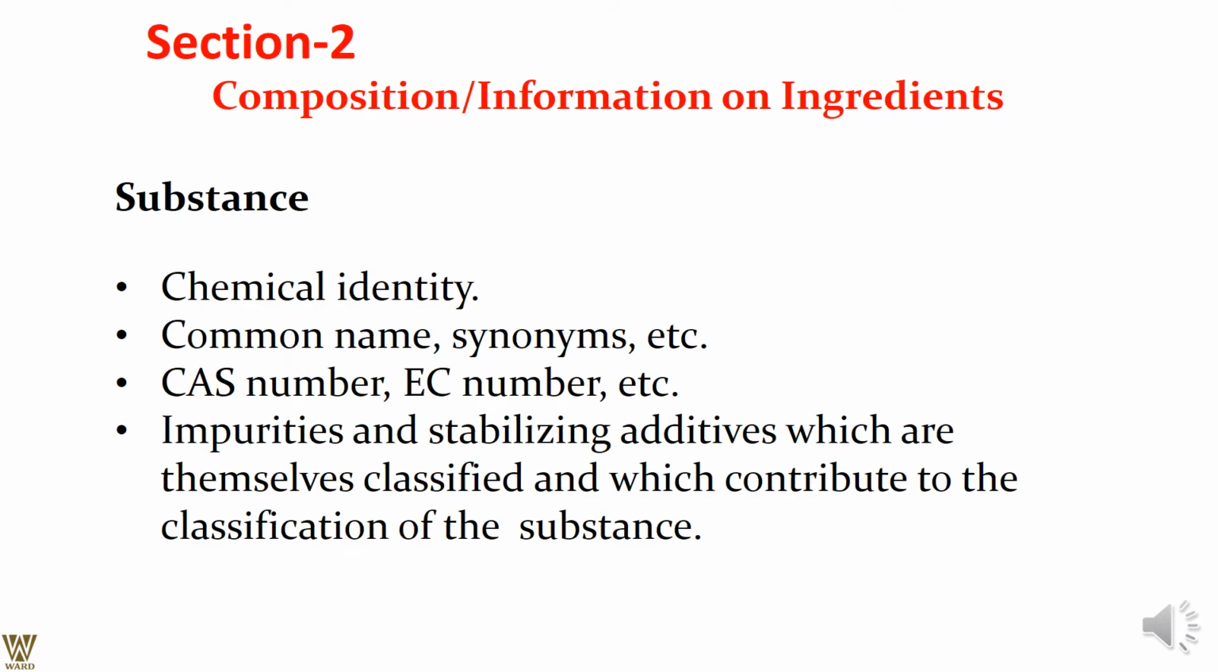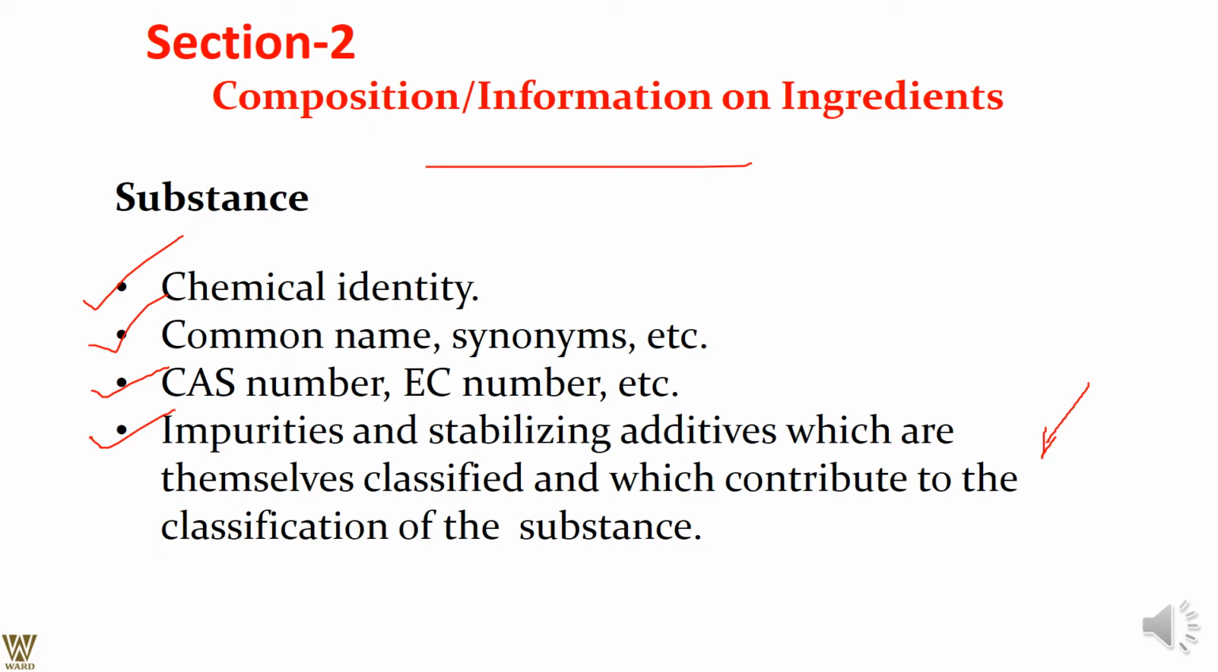So let us understand section 3, in terms of composition and information on the ingredients. What are we talking about? We are talking about the chemical identity, the most common name, the prevalent name which has been known in society. We can also talk about the batch number, the production number, the dispatch date, the impurities and the stabilizing additives that can be mentioned here, which probably render those chemicals useless or redundant.